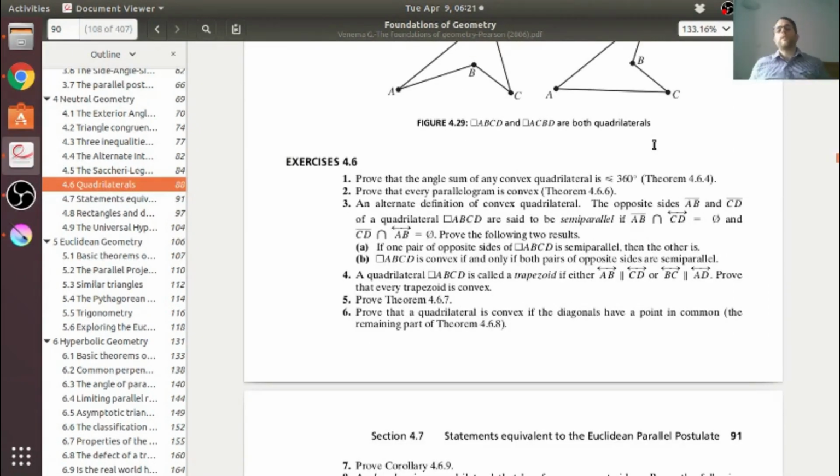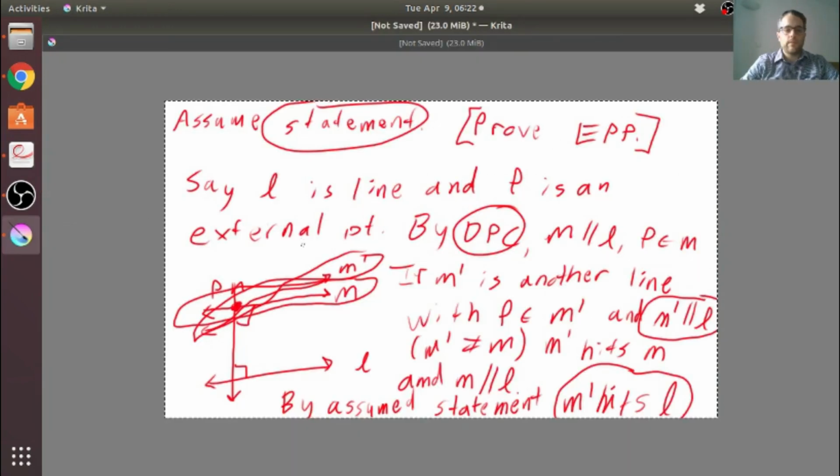So 4.6.3 talks about an alternative definition of a convex quadrilateral. Okay. So we're going to say that a quadrilateral is semi-parallel, according to this definition. The opposite sides of a quadrilateral are semi-parallel if the segment never hits the other line. Right? So what's that mean in terms of a picture?